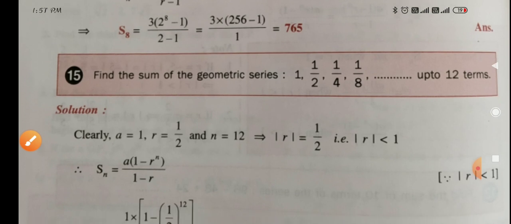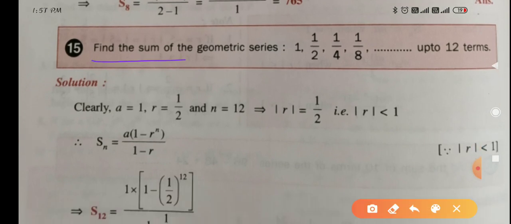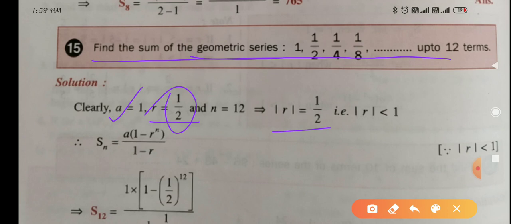Next, one more example is there. Find the sum of the geometric progression up to 12 terms. So this time you have to find the sum of 12 terms. So again, which formula will be applied? It depends upon the common ratio. So the first term a is 1, and the geometric series they are saying, so no need to check. So first of all you find the common ratio, second term divided by first term, or third term divided by second term. So the common ratio is coming 1/2, modulus of 1/2 is 1/2, which is less than 1. So you will apply the formula Sn equals a into (1 minus r to the power n) upon (1 minus r).